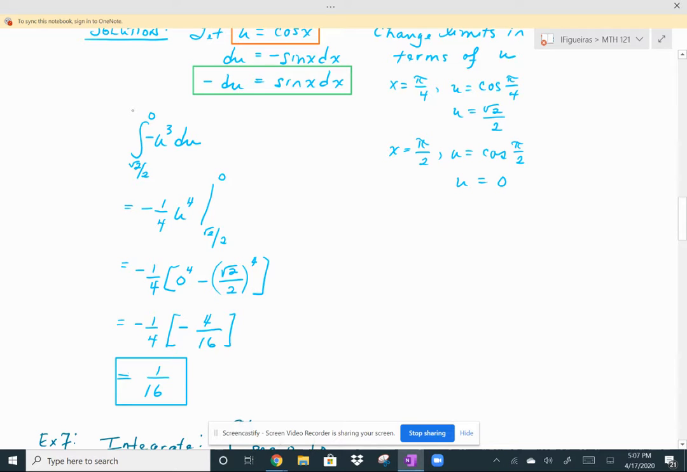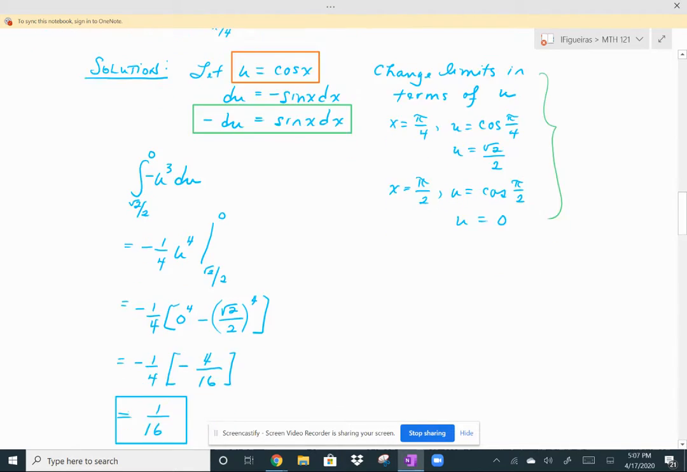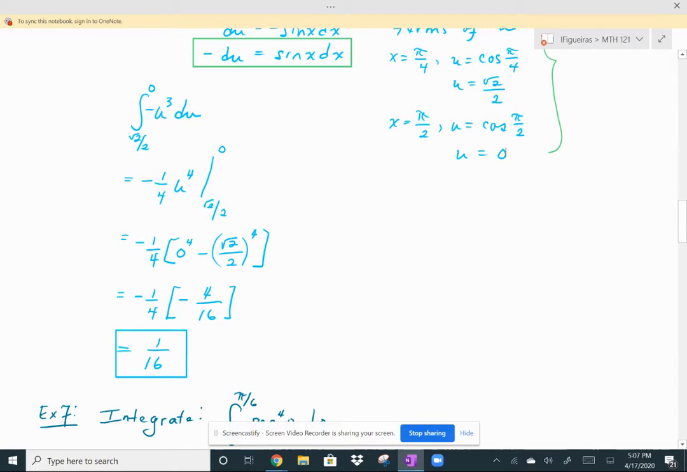Notice that my lower limits are kind of different than what we're used to. The bottom limit is bigger than the upper limit, but that's okay as long as you are consistent with what your substitutions were here when we did that work on the right. Okay, so when you work that out, you get negative 1/4 times negative 4 over 16. Two negatives make a positive, the 4's cancel, so your answer is just 1/16.